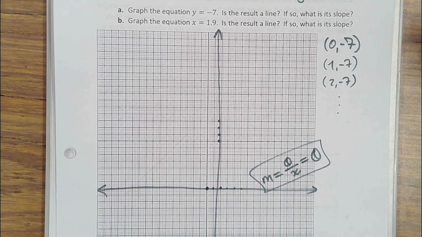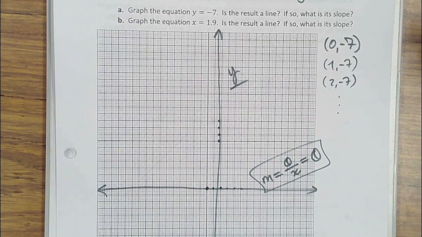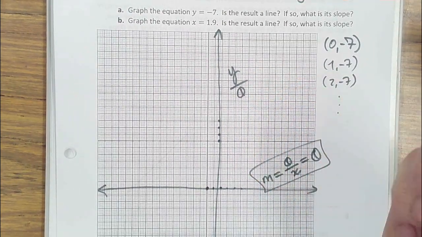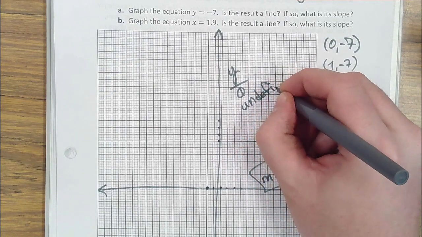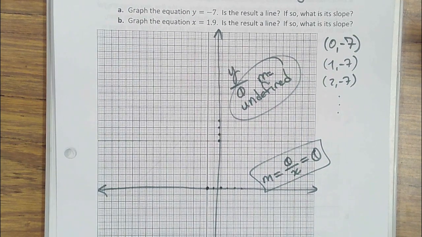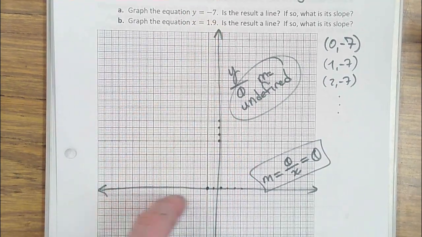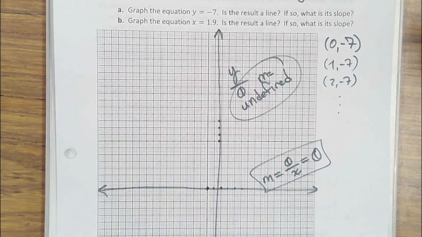Is it a line? For sure. What is its slope? Not 0. It's infinite verticality, whatever verticalness you want, but 0 horizontalness. We're dividing by 0 here. That is undefined for its slope. And yeah, that's it. All the points where y is negative 7. Just think about it for a second. You'll be fine. All the points where x is 1.9.